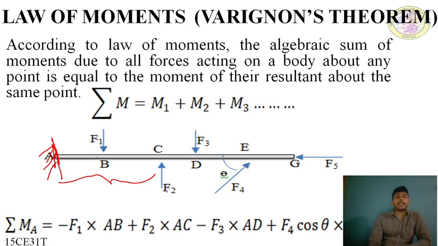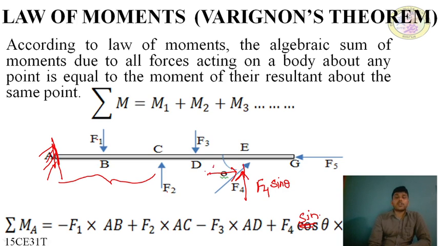And next F3 into AD, and F4 will be resolved here again. The force is in this direction, and it will be resolved into two directions. The vertical component will be F4 sin theta. It should be sin theta, sorry, F4 sin theta, which is at a distance of AE. The force is F4 sin theta.